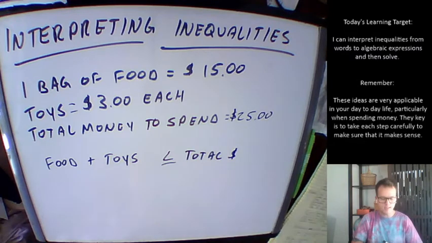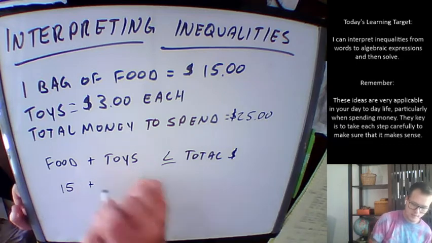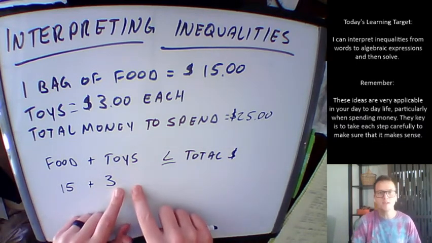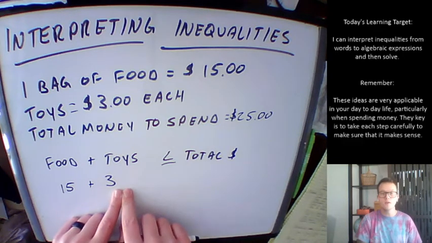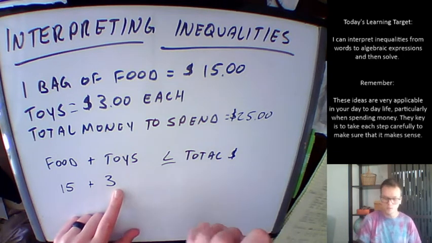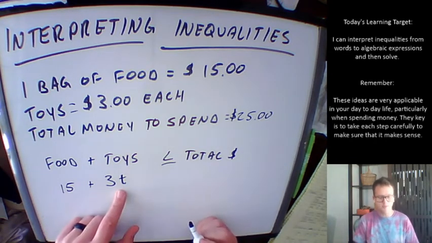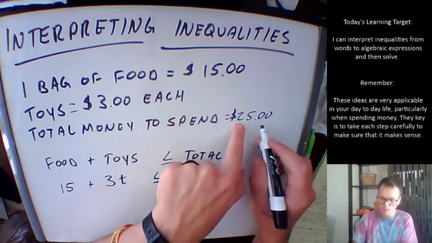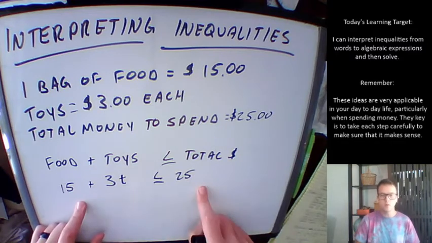So now let's plug in the information. If one bag of food costs $15 and the toys are $3 each. Oh, yikes. Okay, so $3 each. We don't actually know how many we're buying. So here we're going to have to use a variable. The variable is going to stand for the number of toys we're buying. So let's go ahead and use the letter T. So we have 15 plus 3T is less than or equal to the total amount of money, which we are told is $25. Great. Now we have an inequality.